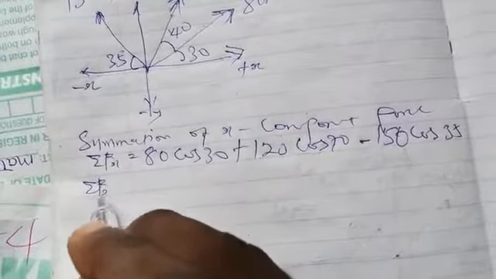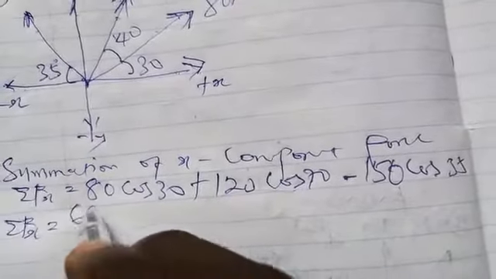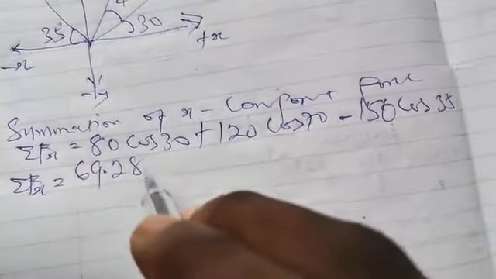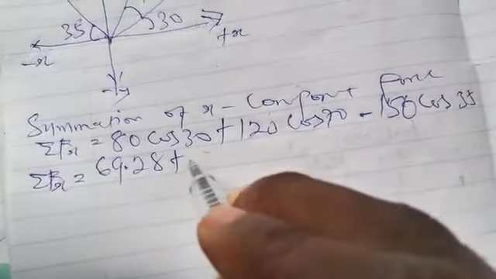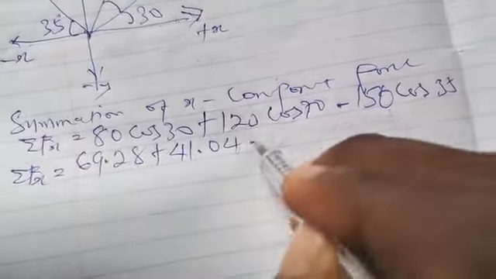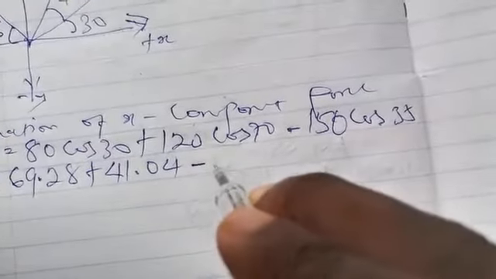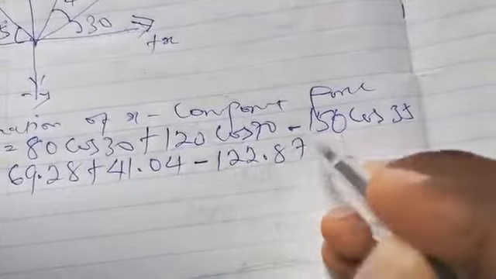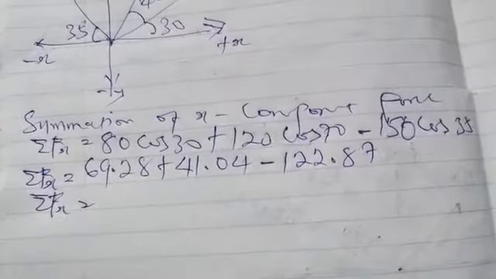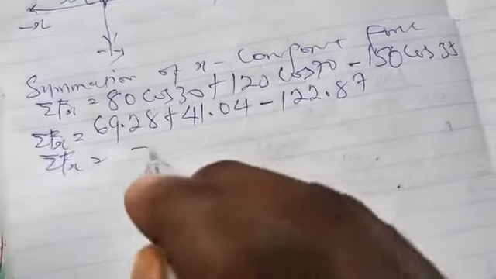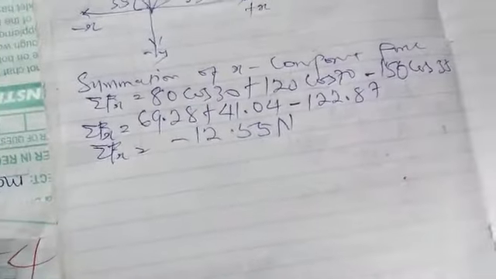Okay, so we'll start our analysis. Summation F of x is now equal to 80 cos 30, which is 69.28, plus 120 cos 70, that gives us 41.04, minus 150 cos 35, that gives us minus 122.87. Okay, so summation F of x is equal to, let's evaluate all that together, that gives us minus 12.55 newtons. So that's the summation of force in the x component.